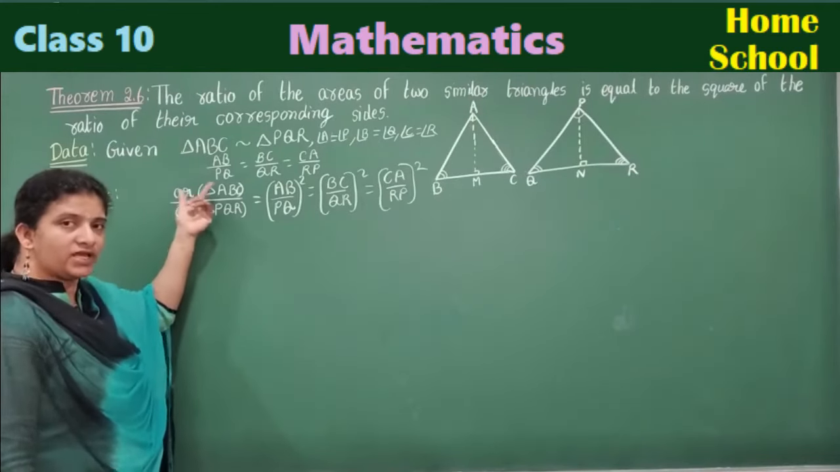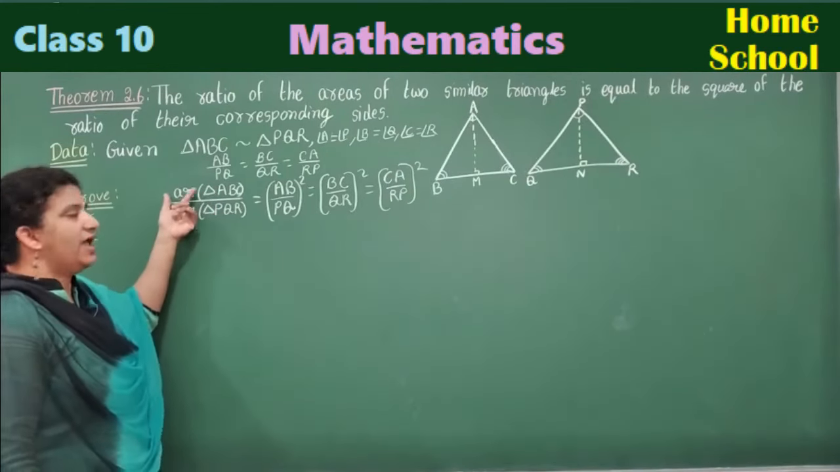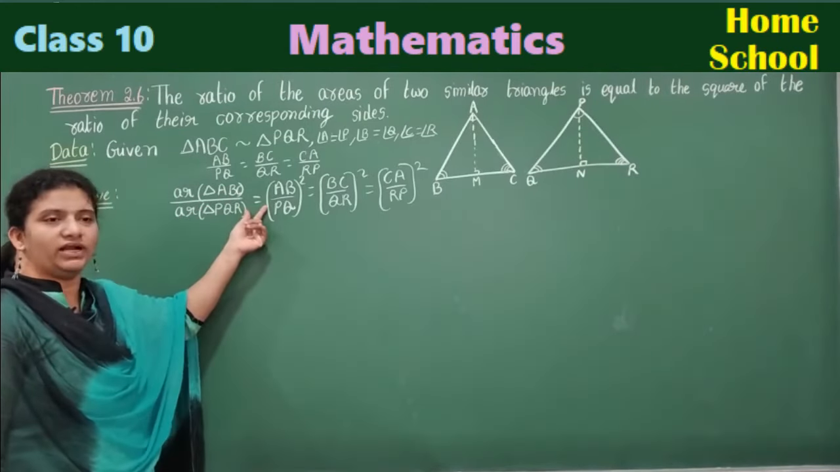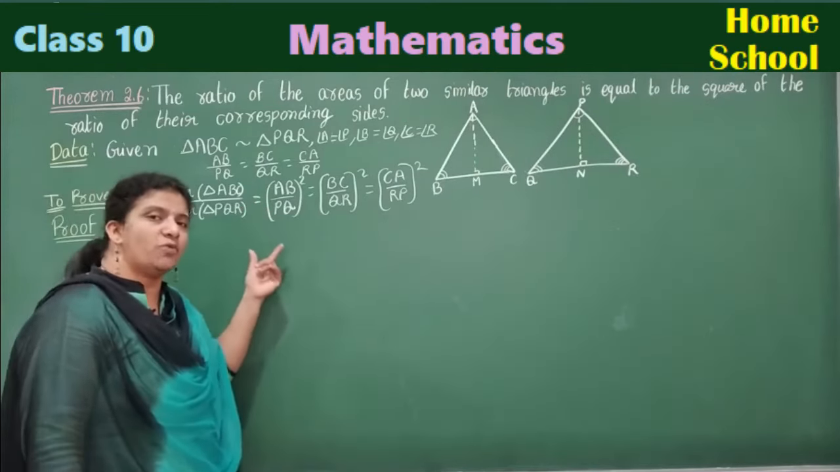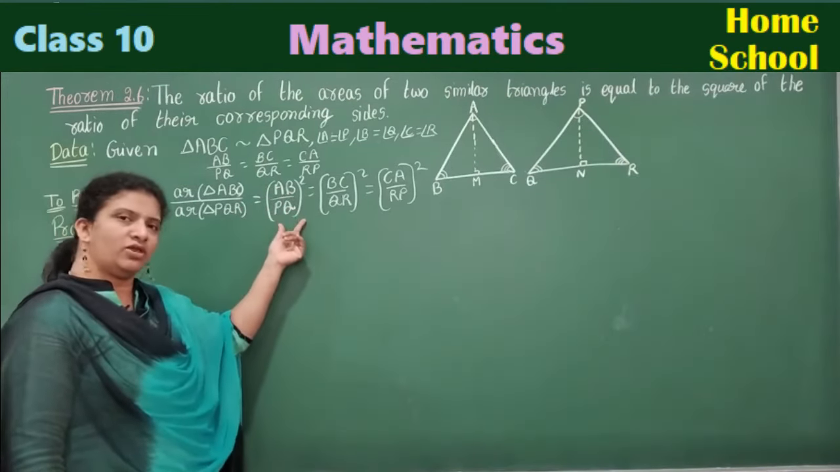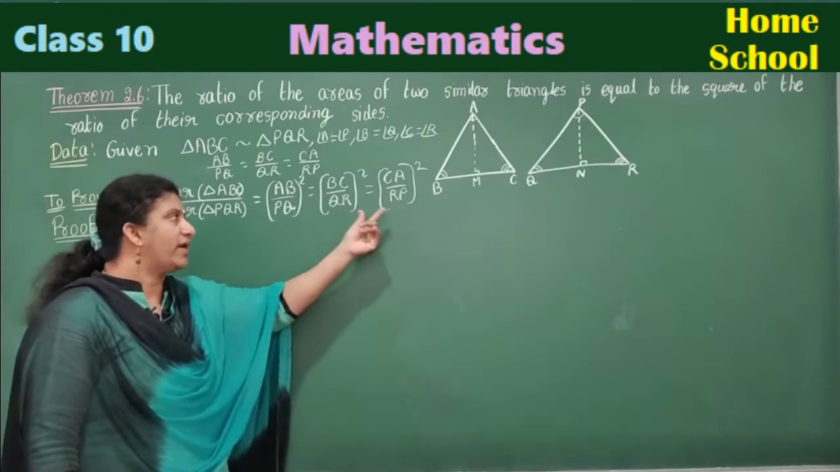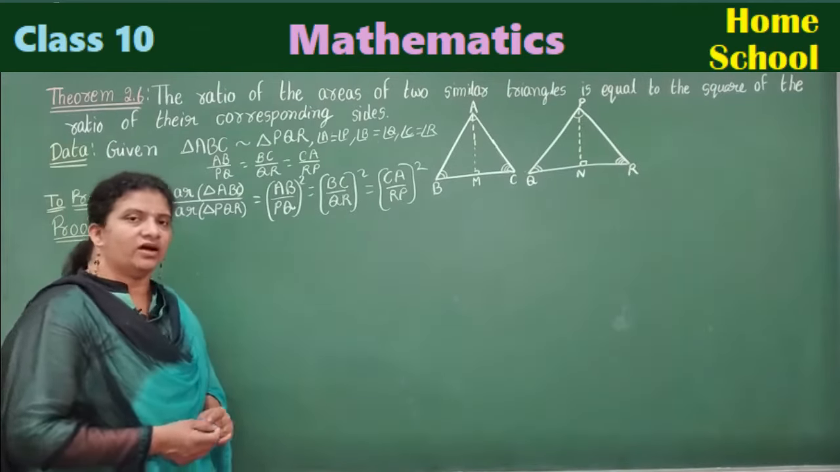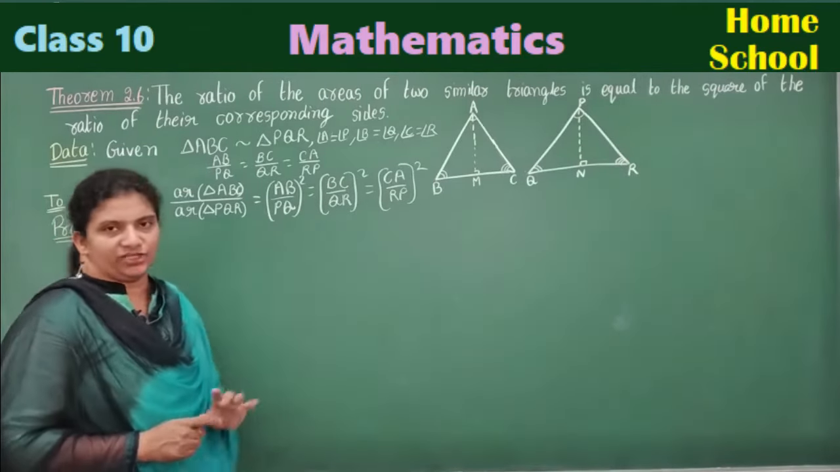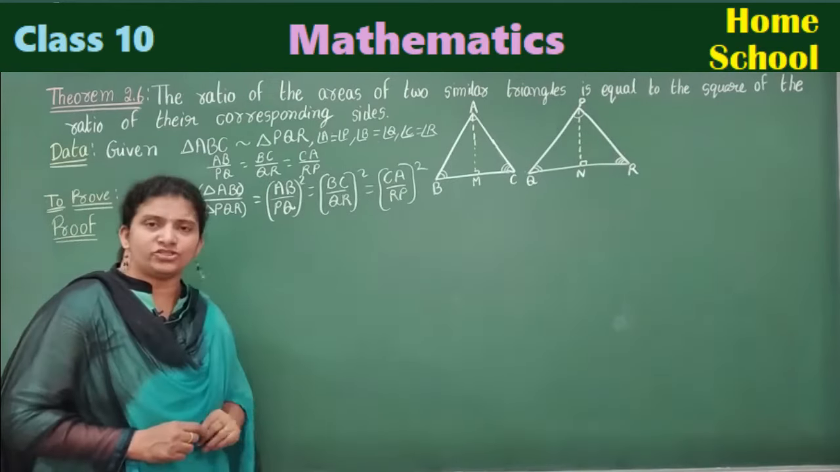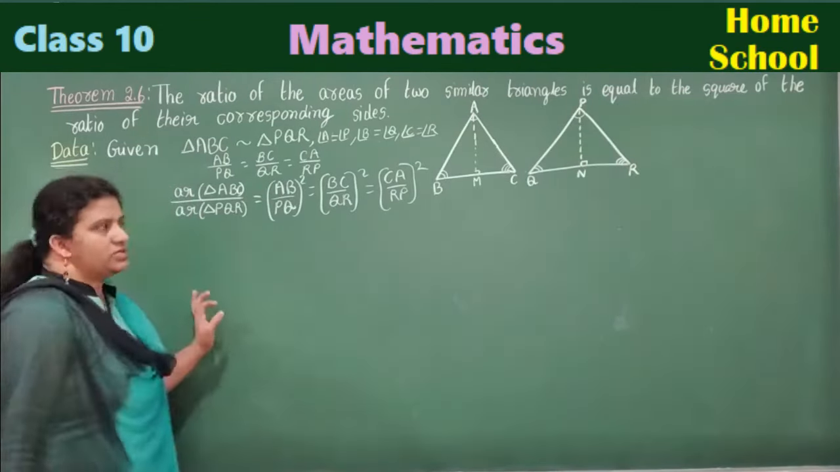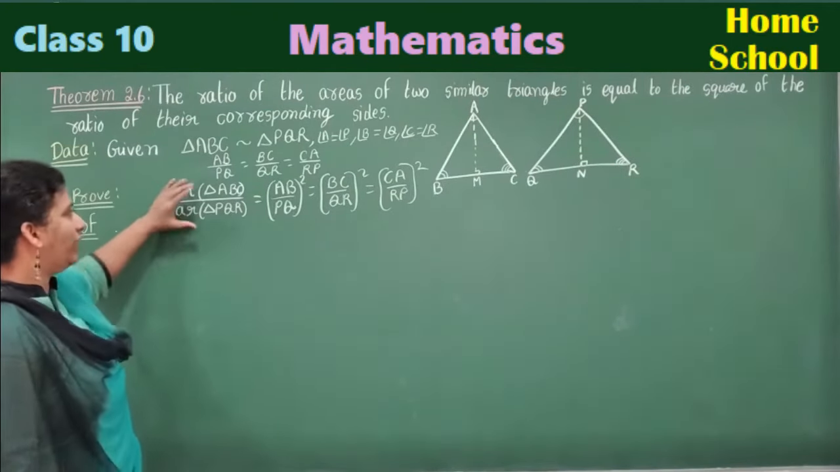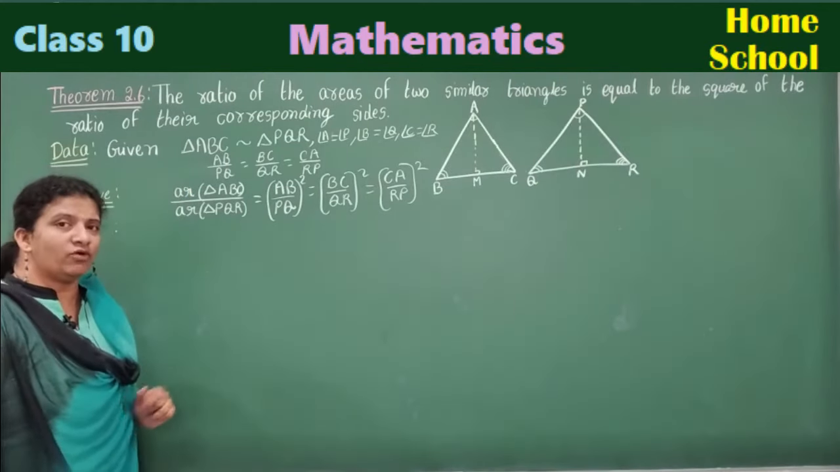So what do we need to prove, children? The ratio of the areas of the corresponding triangles. Area of triangle ABC by area of triangle PQR is equal to the square of the corresponding ratios. AB by PQ whole square is equal to BC by QR whole square is equal to CA by RP whole square. So children, try to identify here. At a time you can prove only one ratio. But if you have proved any one ratio, it is correct. So let's start our proof. How can we start, children? I need to prove the area of the triangles. So immediately what do you remember here?